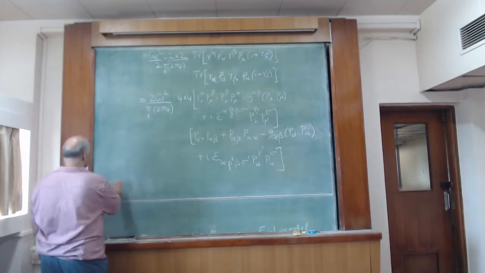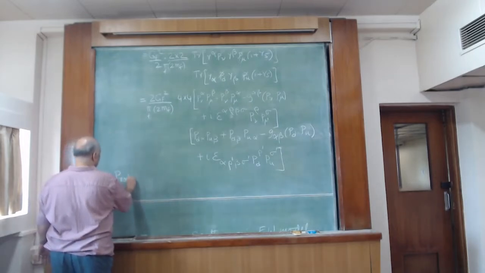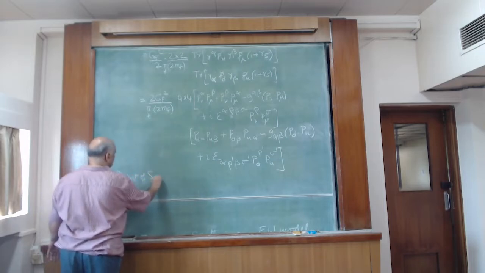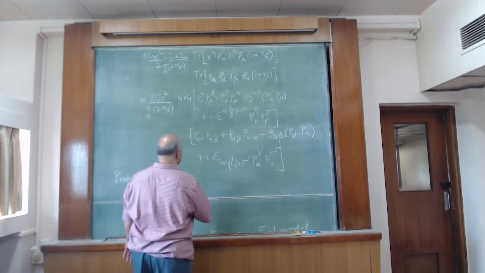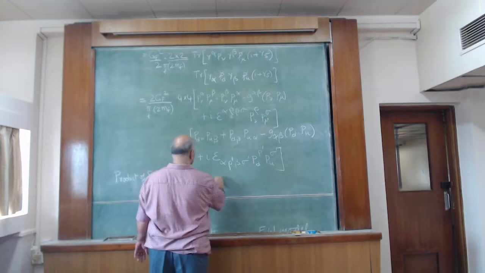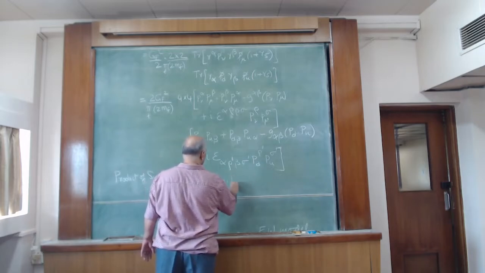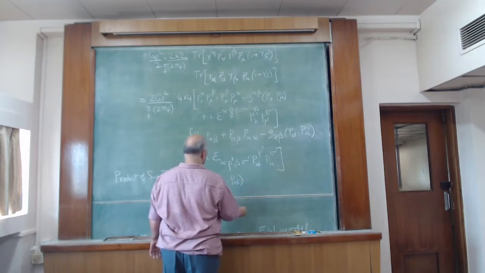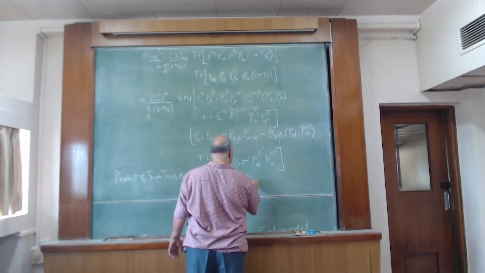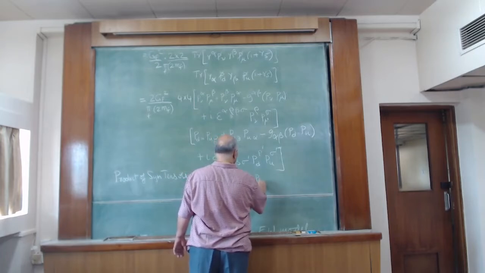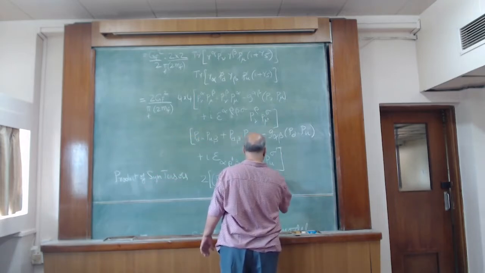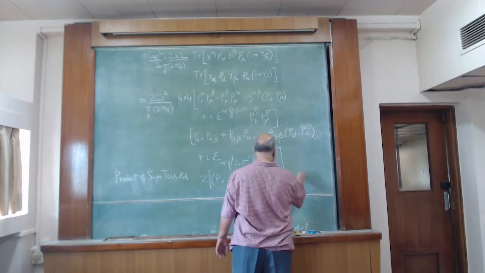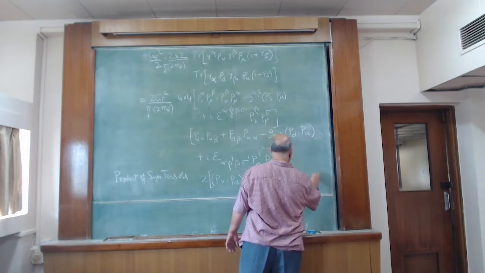So, we find that the product of symmetric tensors gives us 2 times P mu dot PD, P mu dot PU, plus P mu dot PU and P mu dot PD.